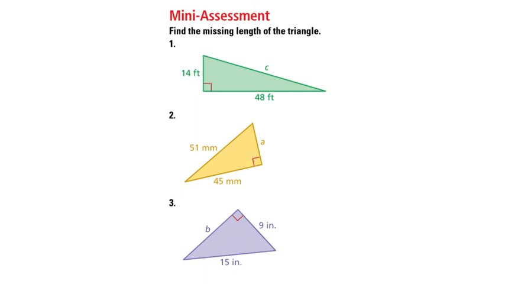Number 1, what's missing? C. Okay, so you know that's the hypotenuse. You're going to be solving for the hypotenuse in number 1. Number 2, what's missing? Oh, A. So you know you're going to be solving for a leg. Same thing with 3. You can see that B is missing. So you're going to be solving for a leg in number 3.